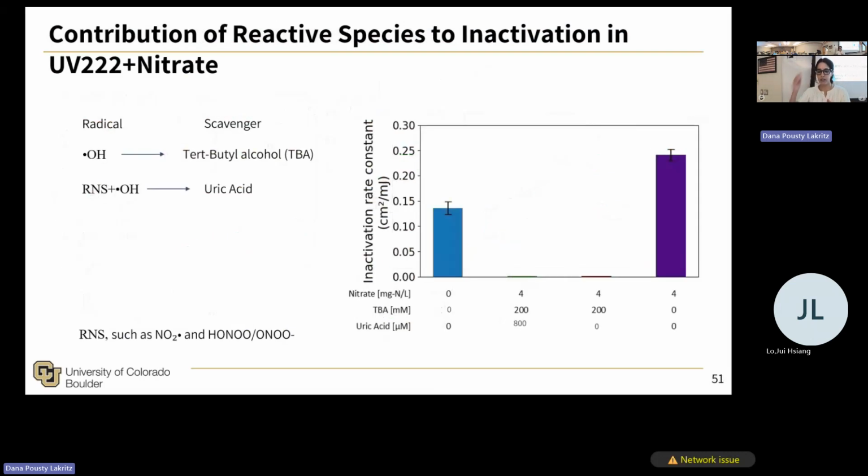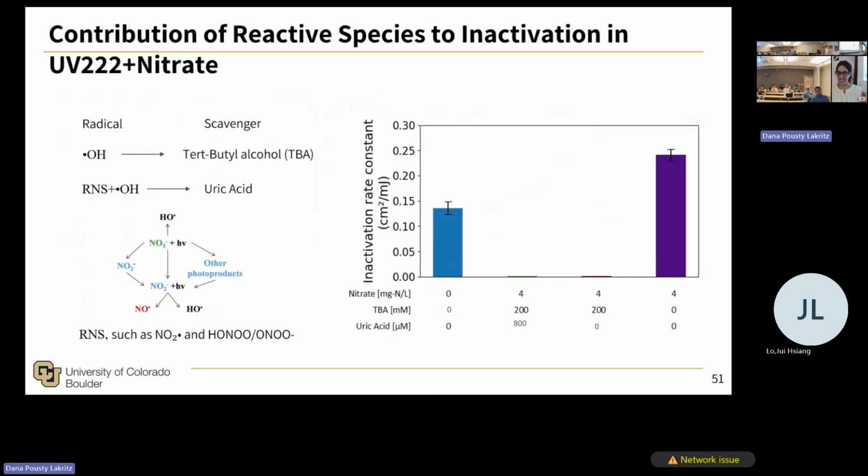So we wanted to understand exactly what happens there and which kind of radicals are generated there. We have the hydroxyl radical, and we have RNS, which is reactive nitrogen species. So we use some quenchers that react with those species. The TBA reacts with the hydroxyl radical, and uric acid reacts with the hydroxyl radical and the RNS as well.